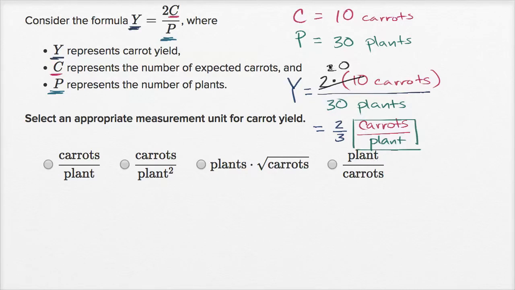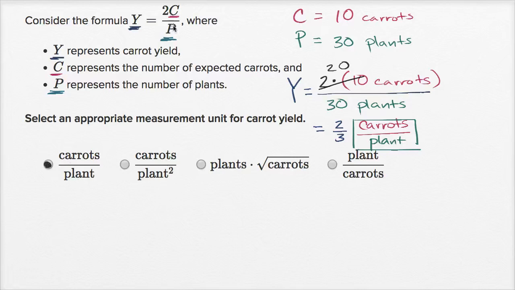And I put the numbers there just so hopefully it makes a little bit of intuitive sense of what we just did. As we algebraically or mathematically manipulate the numbers, we do the same thing with the units. So when we try to find the appropriate measurement unit for carrot yield, which I had never heard of before this video, we see it's carrots per plant, not carrots per plant squared.